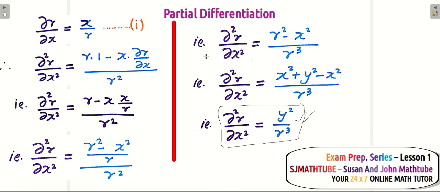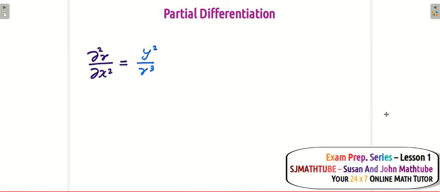Now look at this. If you want the partial derivative of r with respect to y, you don't have to do all these things. Just write y by r. Similarly, if you want the second order partial derivative of r with respect to y, it's so easy, you just write x squared by r cube. So I want you to note all these things.